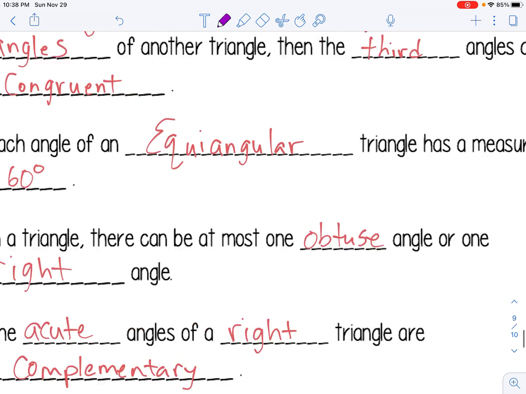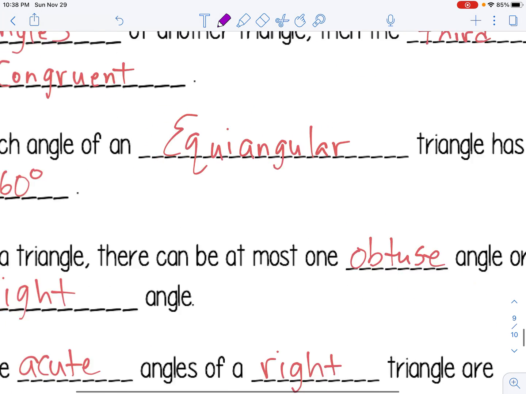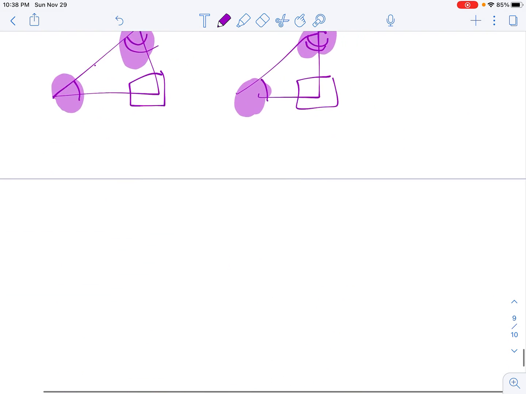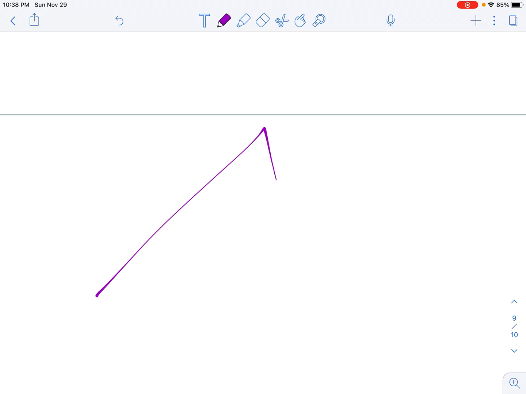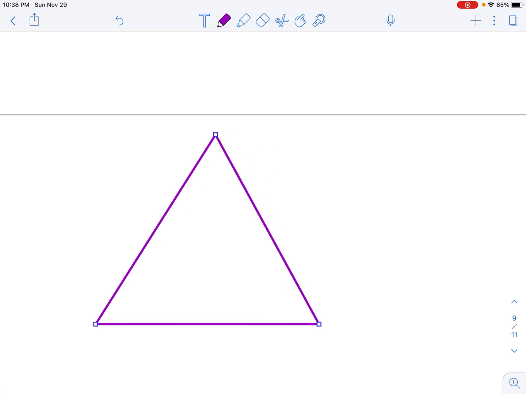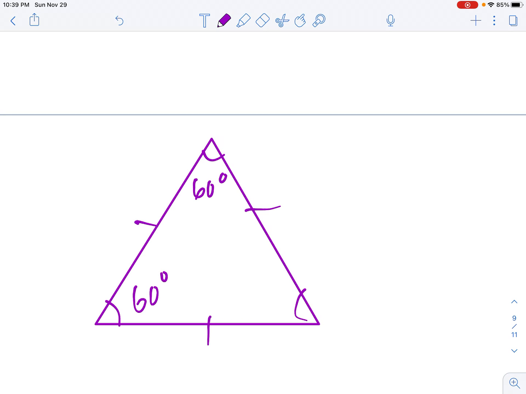Okay? Each angle of an equiangular triangle has a measure of 60 degrees. So anytime we come up with, in our triangle world, that's not so bad. Okay, if I know it's equilateral, all three sides are the same, or if I know all three angles are the same, so this would be a regular triangle, we call it equilateral. That's how you guys kind of learned it growing up. We automatically know these are 60 degrees.